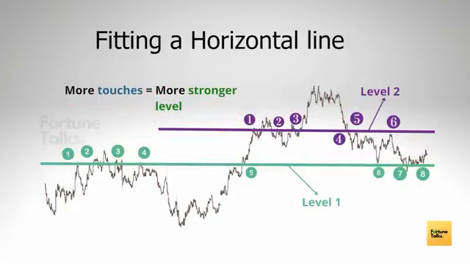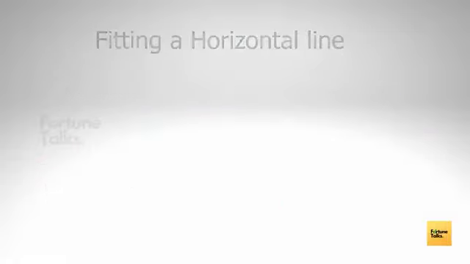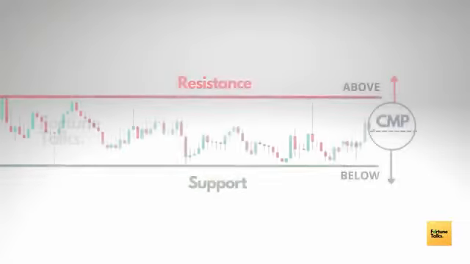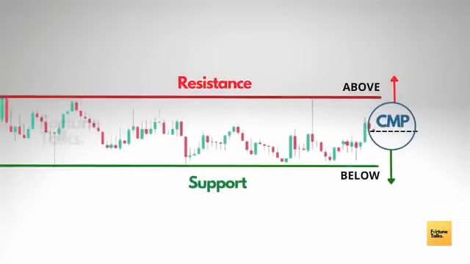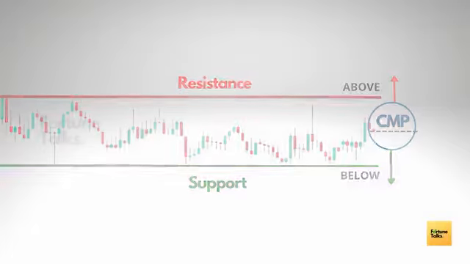major support or resistance. So how do you tell that you have drawn a support or you have drawn a resistance? As we have discussed, if the market price stays above the level that we have drawn, it acts as a support. Similarly, if the market price is below the level that we have drawn, then it will act as a resistance.